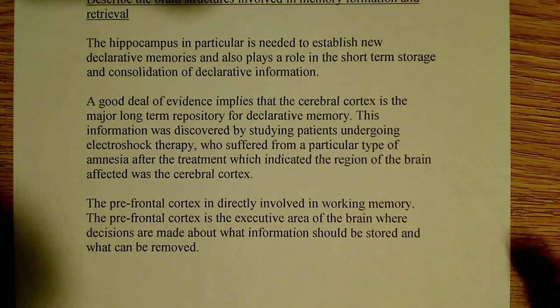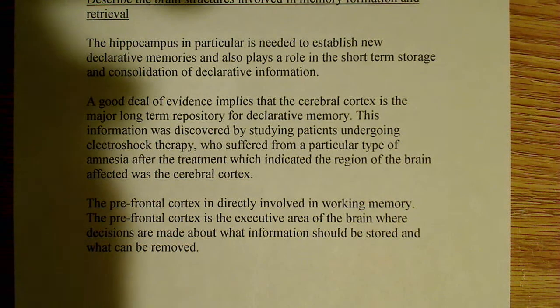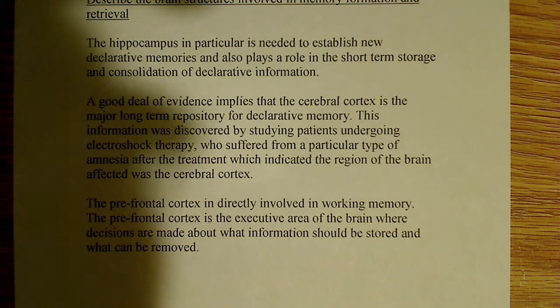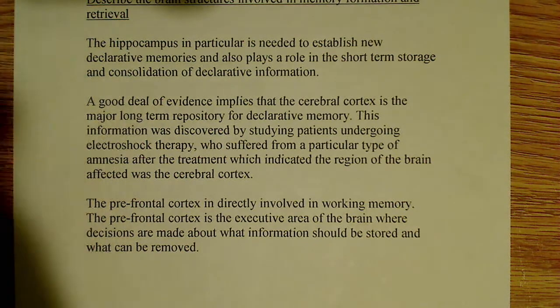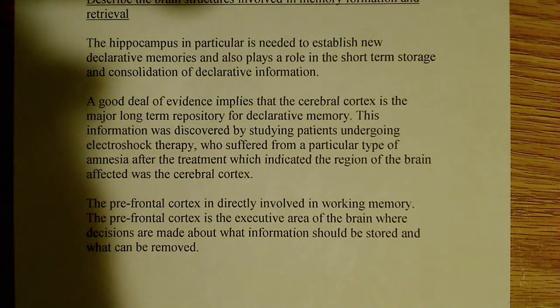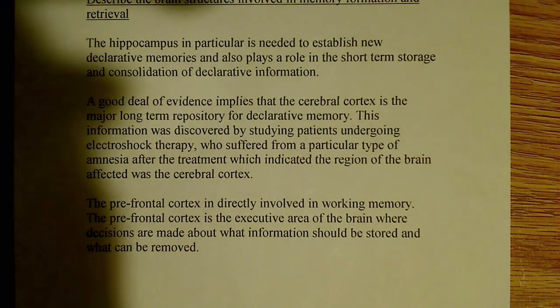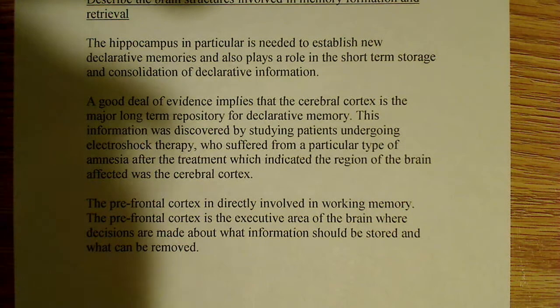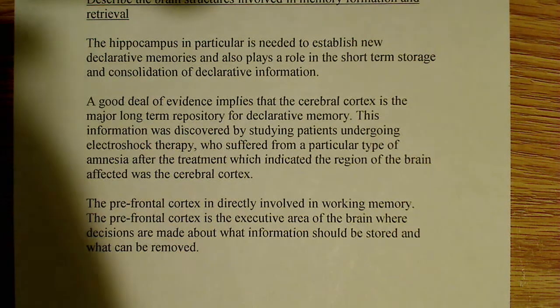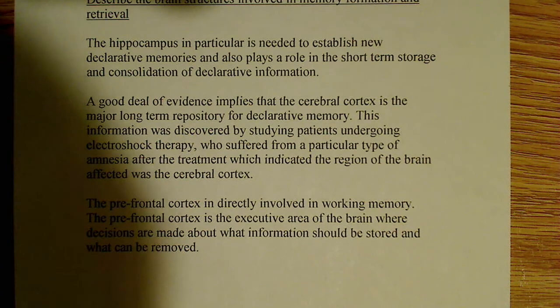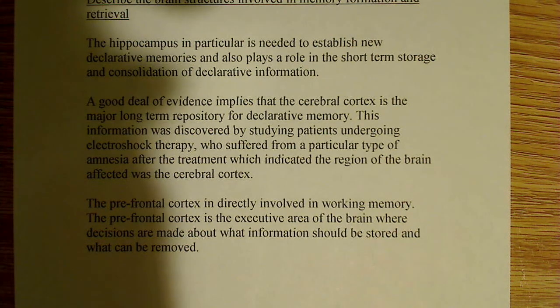So a good deal of evidence also implies that the cerebral cortex, okay, it's kind of obvious that the cerebral cortex will probably play a major role in long-term memory, and so it's a major long-term repository for declarative memory, okay? So the cerebral cortex is kind of like your filing cabinet for long-term memory. Anything you want to actually commit to memory, anything you practiced over and over again to commit to memory is going to probably be stored in the cerebral cortex.